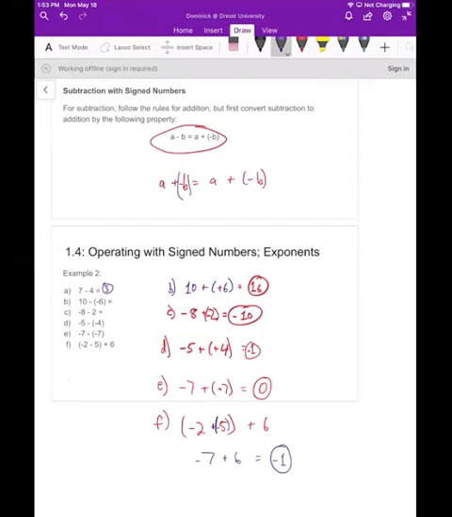So this is something that you maybe have seen before, but if not, or if you're a little rusty with it, this is definitely a good thing to refresh.